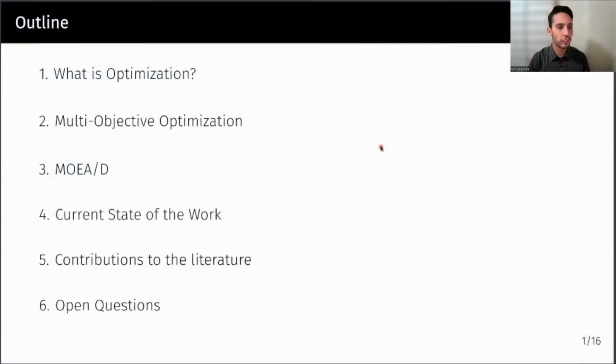I'll be covering six topics today. First, I'll introduce what optimization is. Then I'll explain what multi-objective optimization is. In the third step, I'm going to be talking about MOIAD, the algorithm that I use to solve multi-objective problems. In the fourth part, I'll talk about the current state of the work. In the fifth part, I'll show what the contributions to the literature were, and then I'll end up with the open questions related to my research.